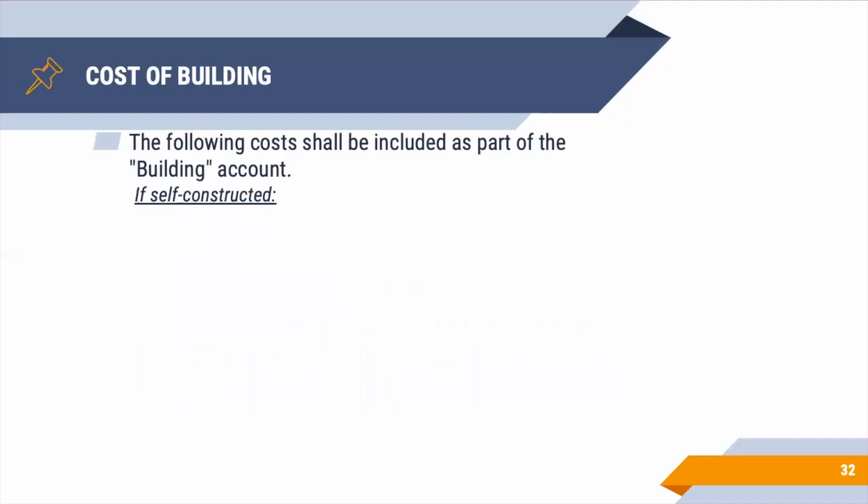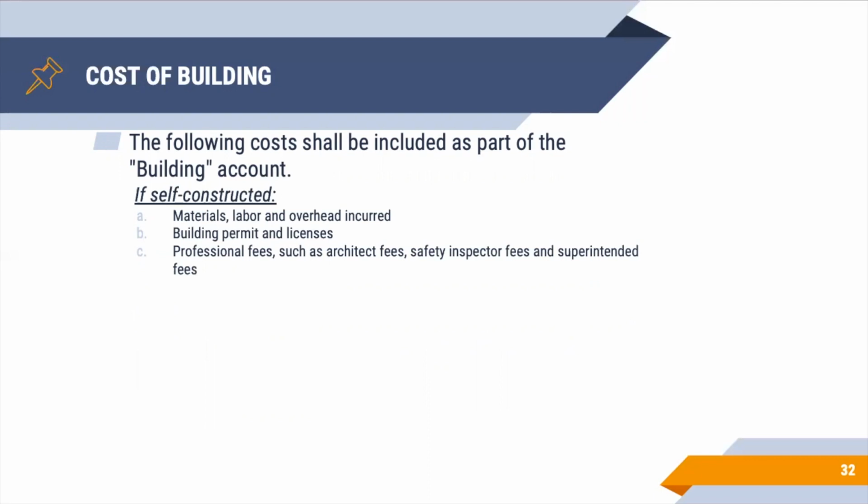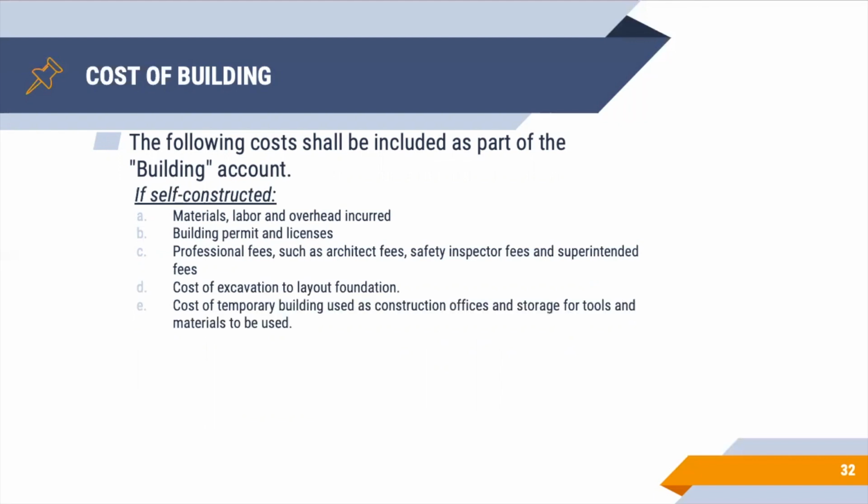If you constructed a new building, ito yung mga part ng building account. Materials, labor, and overhead. Building permit and licenses. Professional fees such as architect fees, safety inspector fees, superintendent fees. Cost of excavation to lay out foundation. Cost of temporary building used as construction offices and storage for tools and materials to be used. Interest on construction loans and insurance, which is under PAS 23. We will talk about it in part 3, yung borrowing cost.